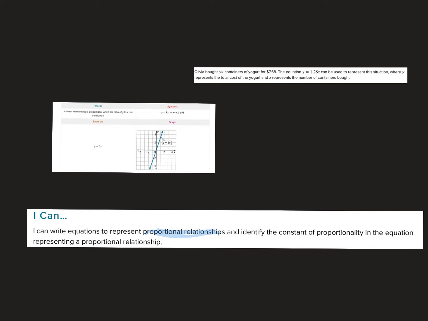Then we have the constant of proportionality, which is how much is it starting off with? 0? Or did you start off with $50? Was there a fee to rent the boat? Things like that. And a relationship of how much it's going up by each time. Okay? Let's go ahead and look at this.